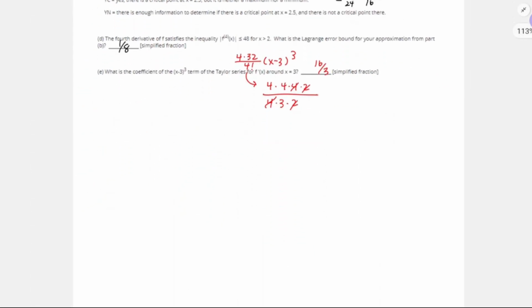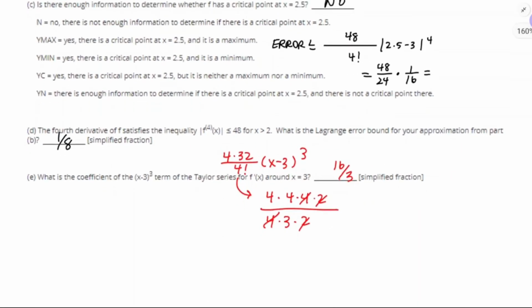Okay, I think that's going to be all for this extra set of practice problems. And I think this was a good variety of Lagrange error bound. We didn't have any graph situations, but I think we've seen some of those already in the homework and stuff.